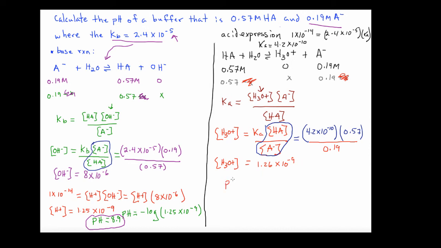My pH is going to equal minus the log, plugging in 1.26 times 10 to the minus 9th, where my pH then is 8.9. So we end up with exactly the same value calculated with the other equilibrium expression.